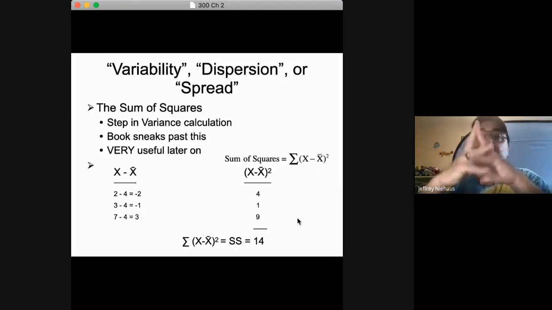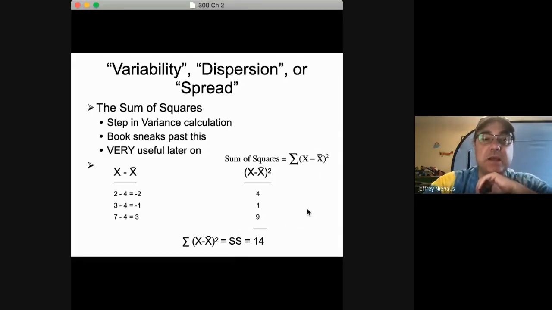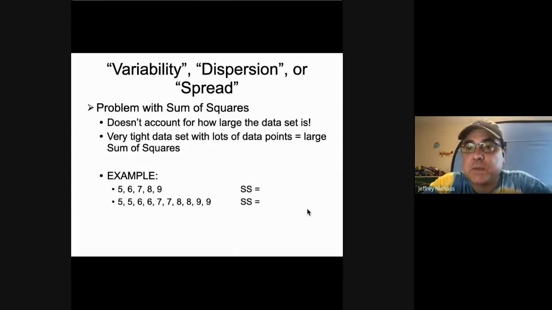Okay. Now we need to check in. Is 14 a useful expression that would give people the right idea about how much 2, 3, and 7 typically deviate from 4? The correct answer is no. 14 is way too big of a number. Something has to be done. One of the problems with the sum of squares is that it does not take into account how much information you put into the system. We're trying to get a typical value, but the sum of squares is the sum of the values.